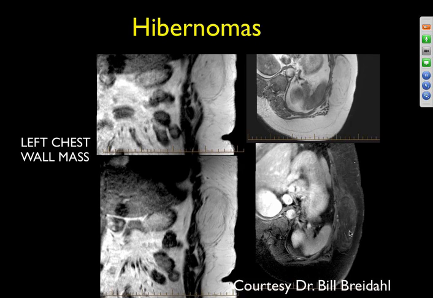So these were hibernomas. They're benign, basically lipomas with brown fat, and I think you have to work up these kinds of lesions. But these are relatively uniform in signal. They're intermediate, and just remember that brown fat can have that kind of appearance.